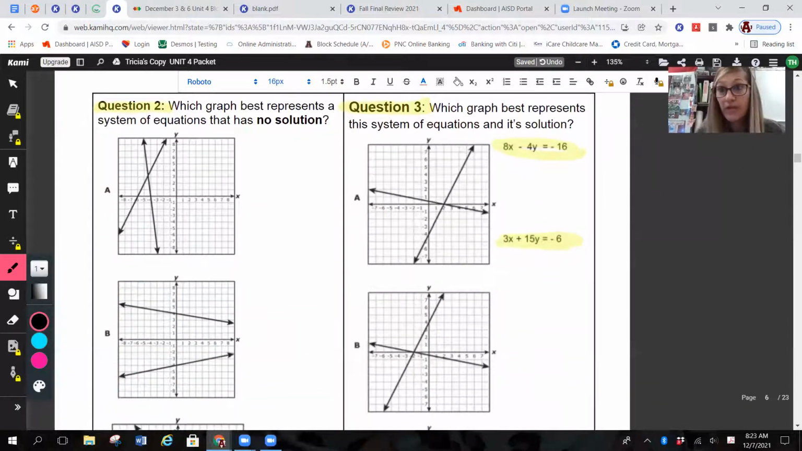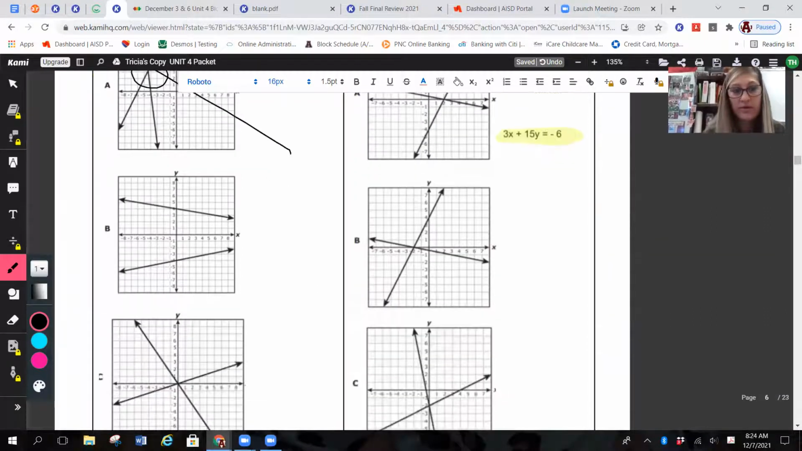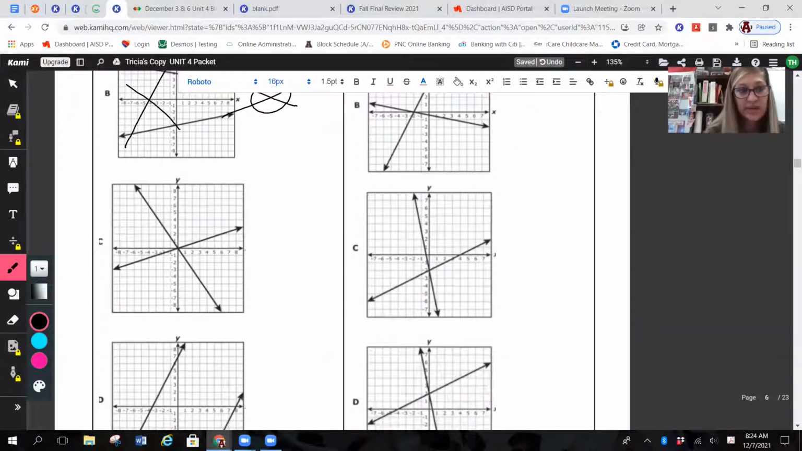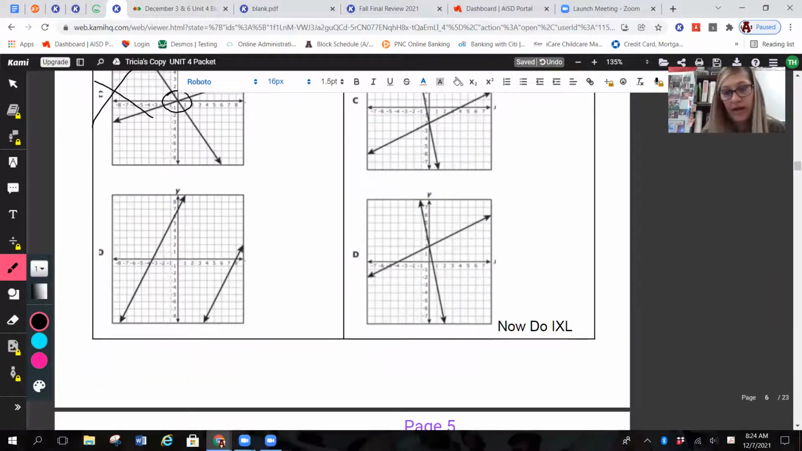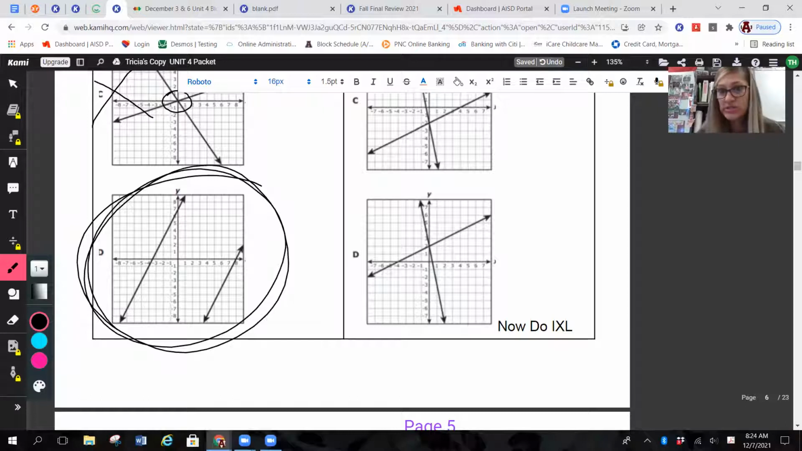Question 2, another question about a no solution. This is from a STAAR test. Which graph best represents a no solution? Well, this has a solution, can't be A. B will have a solution, so it can't be B. C has a solution, can't be C. D does not have any solutions, so it's D.